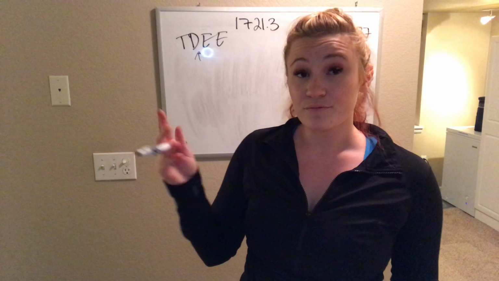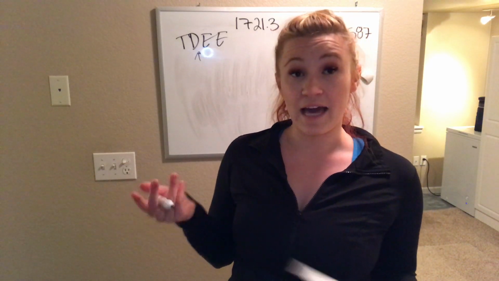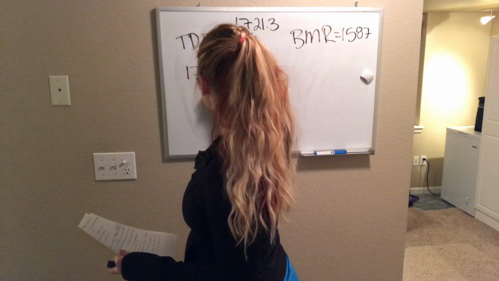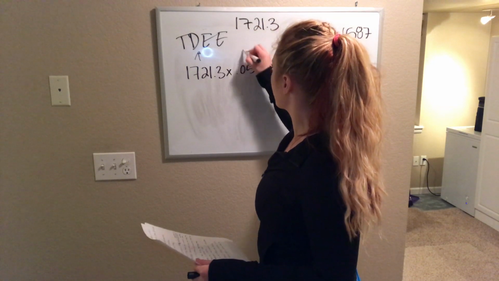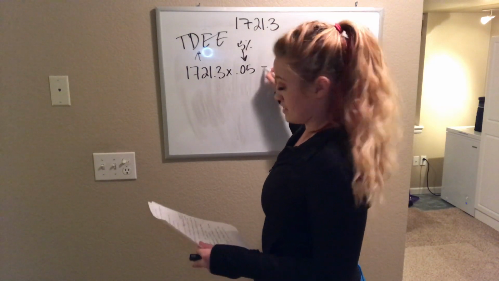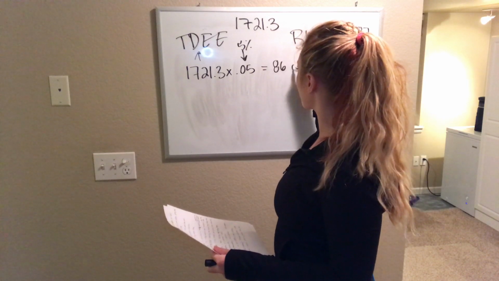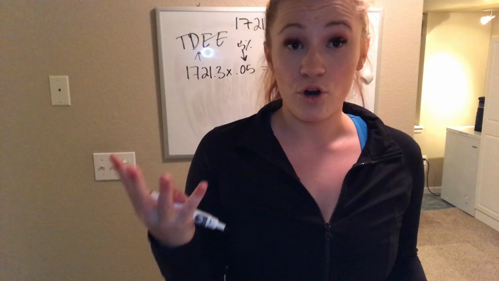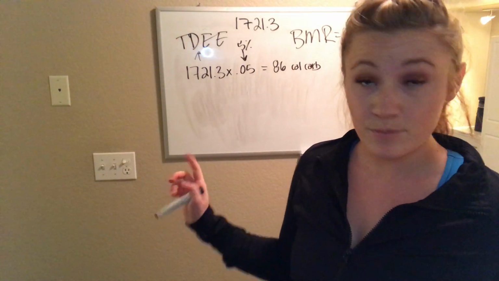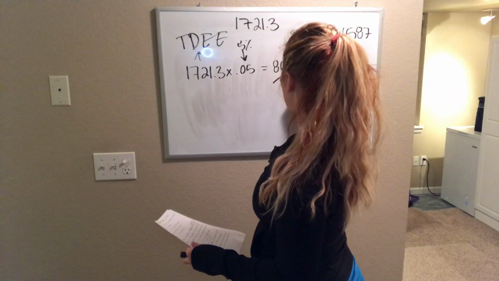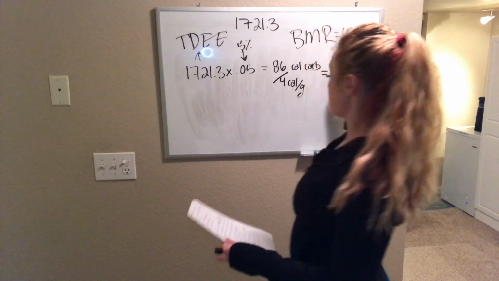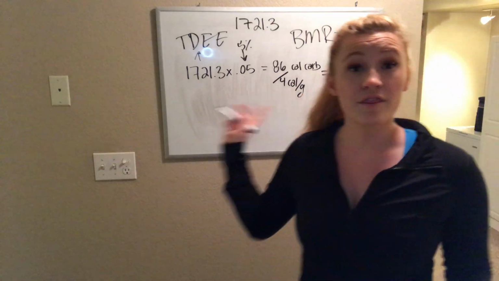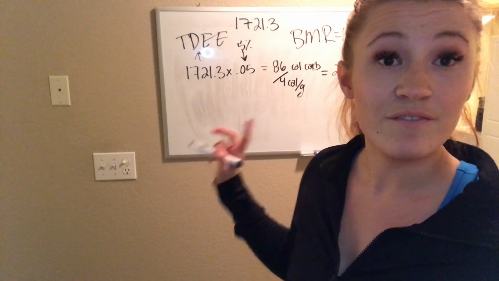All right, so I'm going to say I want 5% of my calories a day to be carbs. So 1721.3 times 0.05, 5%, is equal to 86 calories from carbs. Each gram of carbs has 4 calories, so to figure out the grams of carbs, we're going to divide this by 4 calories per gram. This is equal to 21.5 grams of carbs. That is the amount of carbs I need to take every day to meet 5%.